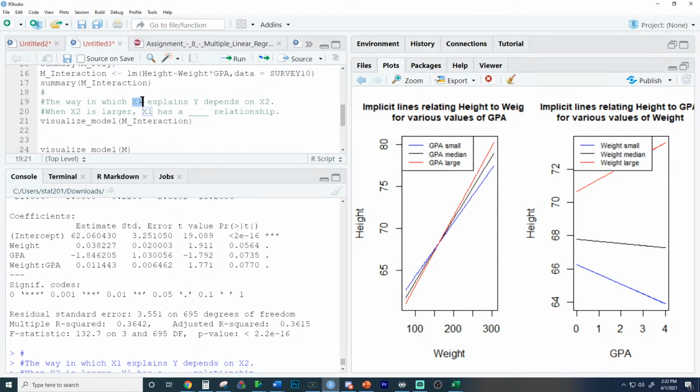That probably is a better way of phrasing it. How does GPA explain somebody's height, like what relationship does GPA have with somebody's height? Well, that actually depends on somebody's weight. When somebody has a very high weight, the coefficient for GPA is actually positive. When someone has a very low weight, the coefficient for GPA is actually what? See, when weights are small, the coefficient is actually what? Which is what it starts out originally as.